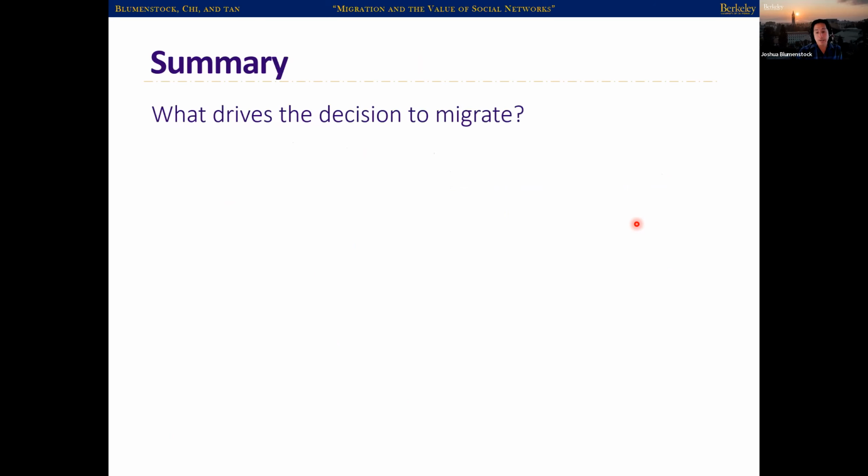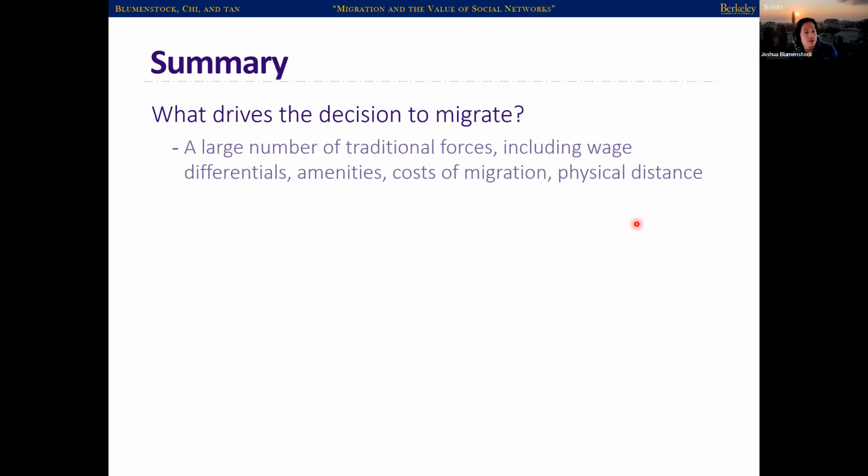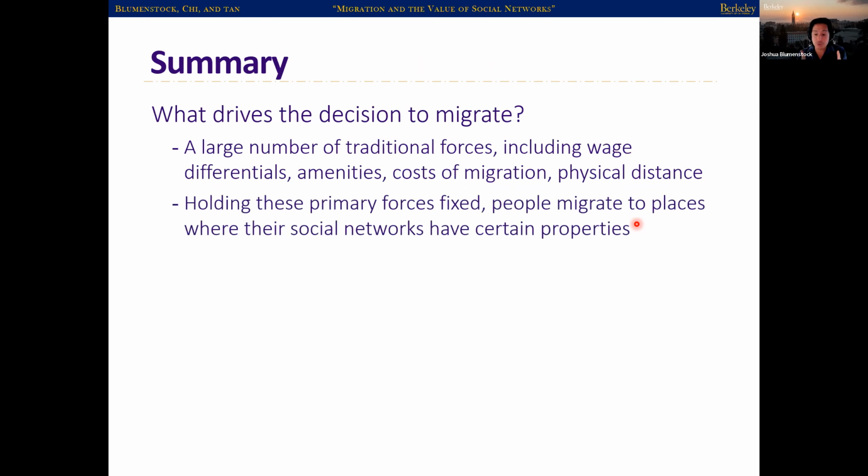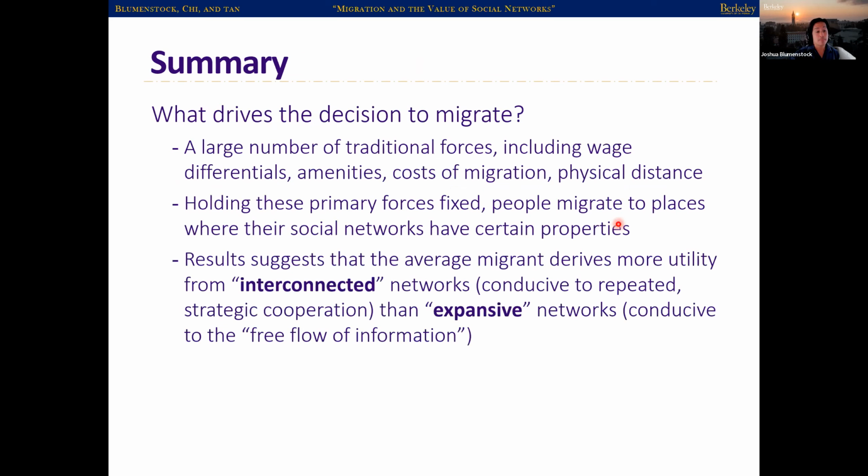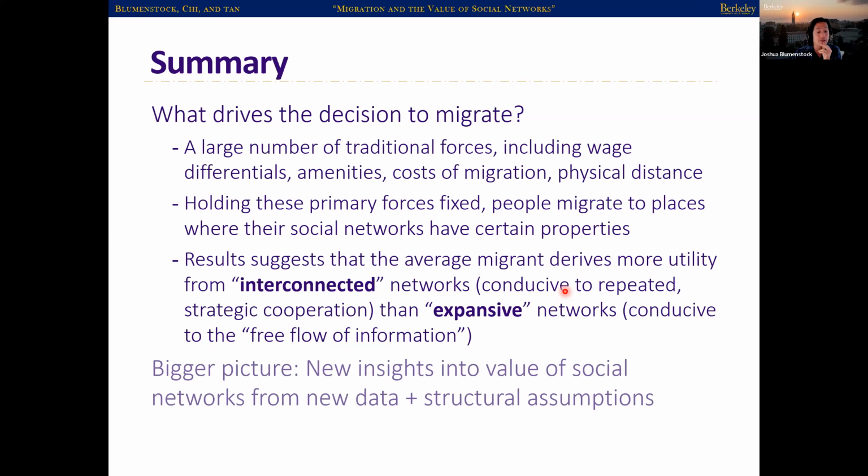Just to summarize, the paper looks at what drives the decision to migrate, acknowledging that there are a lot of forces that drive this decision. What we try to do is hold those fixed and zero in on the role of certain types of higher order network structure. The bottom line is our results suggest that, at least in this stylized world of migrants caring about interconnected networks versus expansive networks, it's really the interconnected networks that dominate.